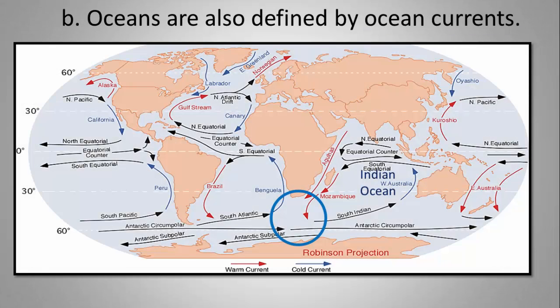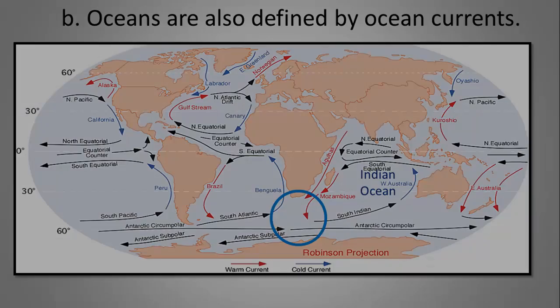They also help to define the edges of the oceans. So circled in blue there is where the Atlantic Ocean and the Indian Ocean have a chance to interact. And there are very strong shallow ocean currents, very different densities, that make it difficult for these oceans to mix. So these currents can also be used to define the edges of the oceans.